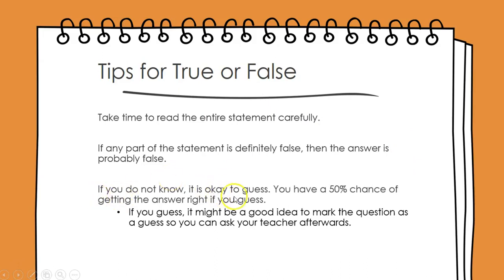And then, if you don't know, it's okay to guess. You have a 50% chance of getting the answer right if you guess. So to guess means I choose either true, or I choose false. I don't really care. I pick whichever one I want. But if you do guess, it might be a good idea to mark the question so you know that, oh, I guessed on this answer, I didn't know the answer. So then you can ask your teacher about it later. So good. True or false?